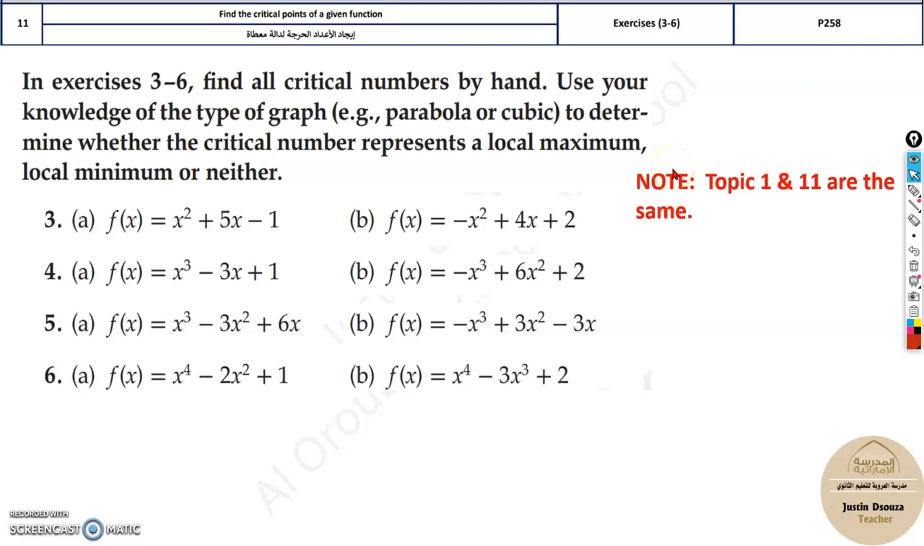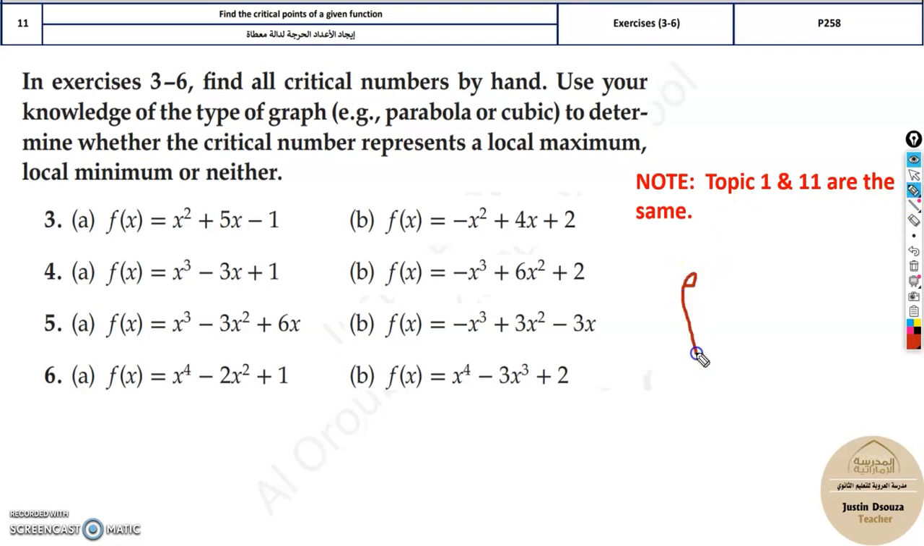The 11th topic is just the same as the first topic. It is exactly the same, in fact, the same questions. So we have been asked to find the critical points for a given function. Critical points are very essential to understand the basics of the graph, where it changes. Even to understand the graph, it is very important.